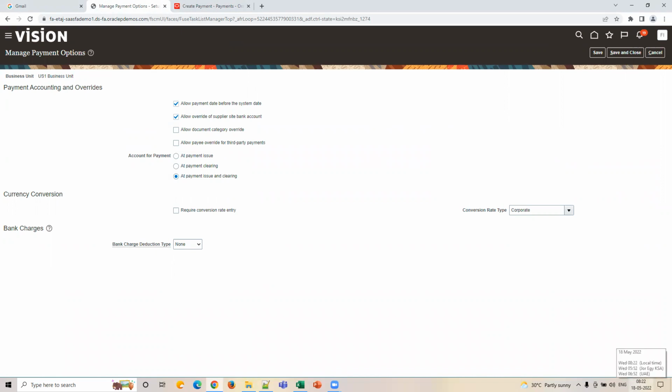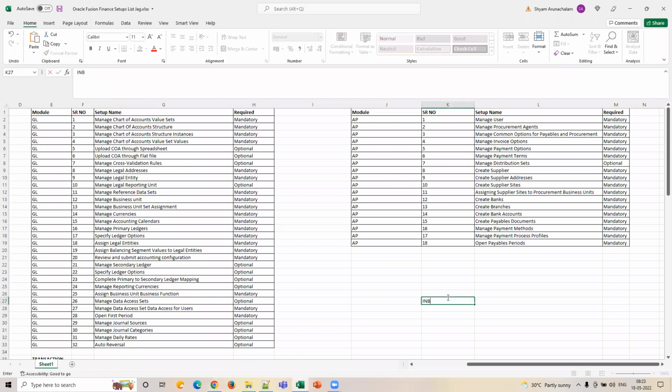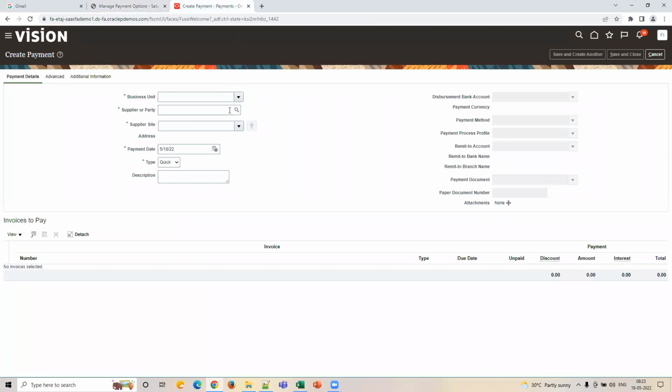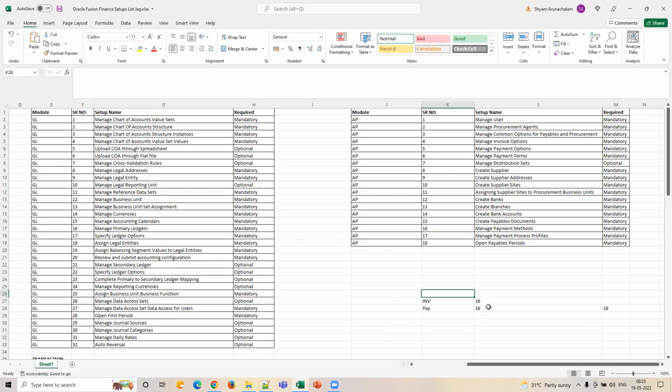See, let's take an example. Invoice date is 16. Today the system date is 18. For the payment date, I want to make it system date, 18. If I don't enable this option, I cannot create my payment date. If I select this 16, the system will throw me an error: you are not allowed to make payment before your system date. If I enable this option, it will allow you to make a payment. That's it, simple concept. So in general, it should be allowed, right?